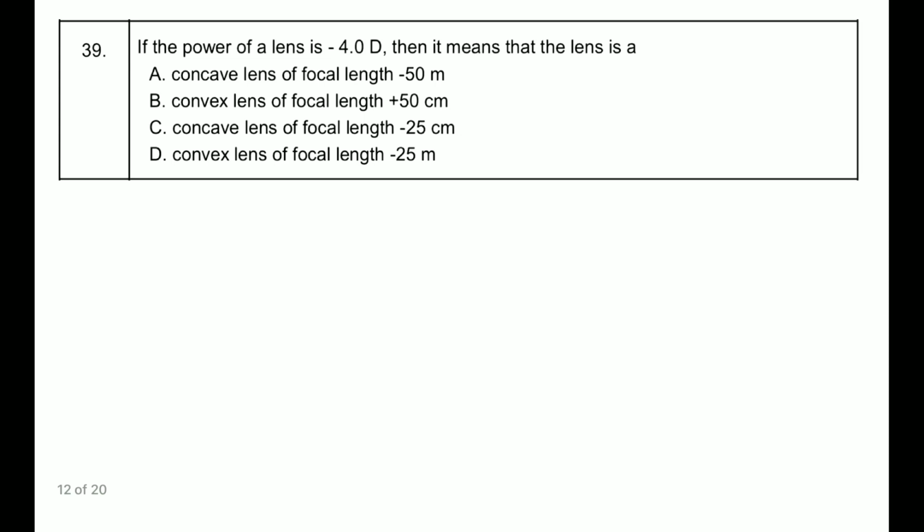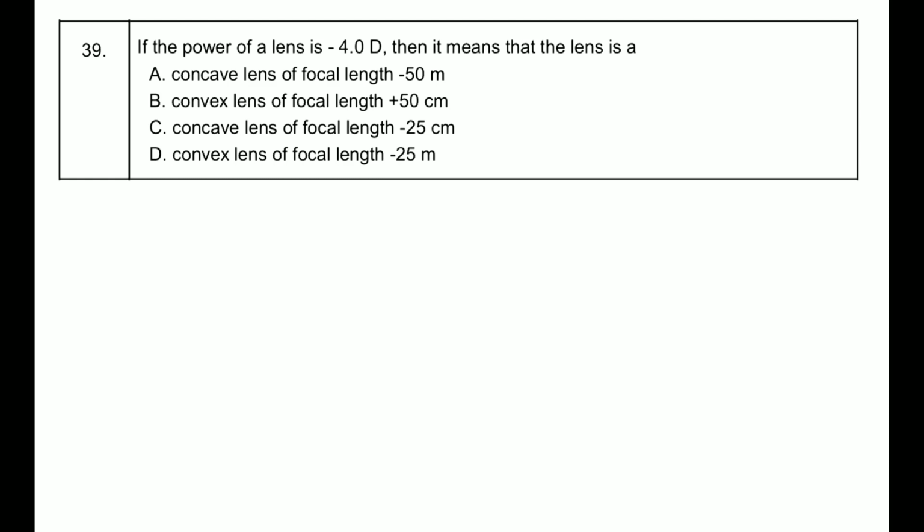If the power of the lens is -4 diopter, then it means that the lens is a: concave lens of focal length -50 meter, convex lens of focal length +50 centimeter, concave lens of focal length -25 centimeter, or convex lens of focal length -25 meter.